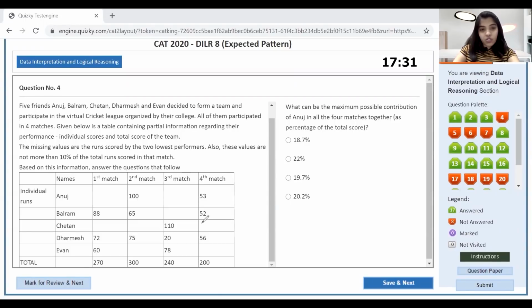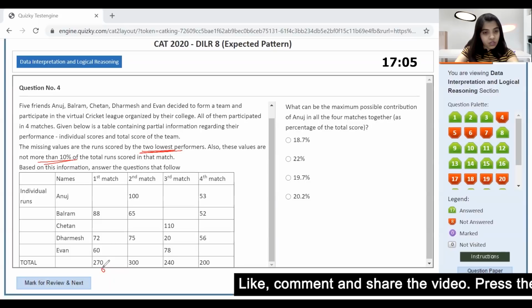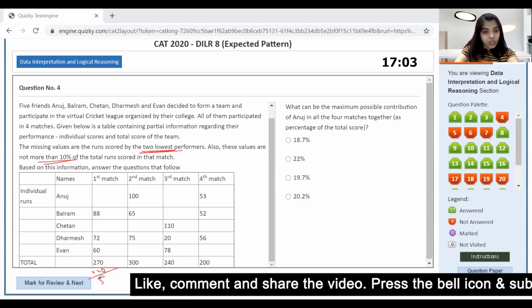Let's look at the questions actually, or let's just go with it. So they're asking what can be the maximum possible contribution of Anuj. So this is a range question, right? What is the maximum possible? So let's look at the conditions. These are 2 conditions. They are lowest performers and not more than 10%. So let's first have a look at the remaining runs. Now 8 plus 2, 10. So we have 10, 8, 16, 22. We have remaining 50 runs here.